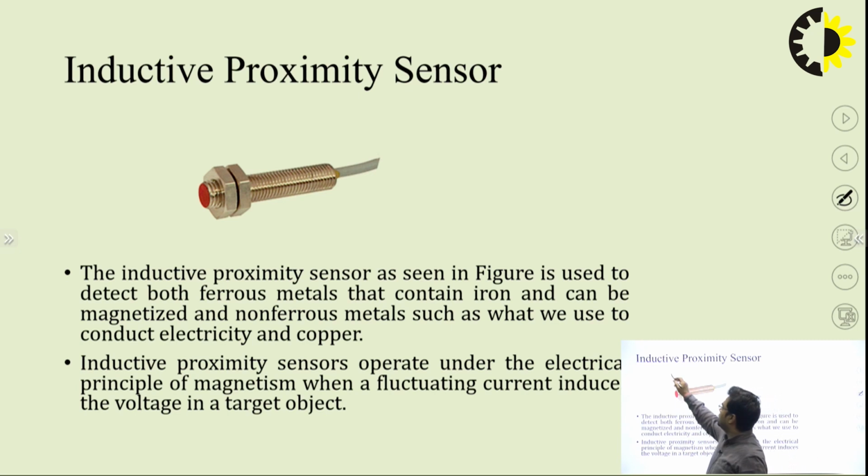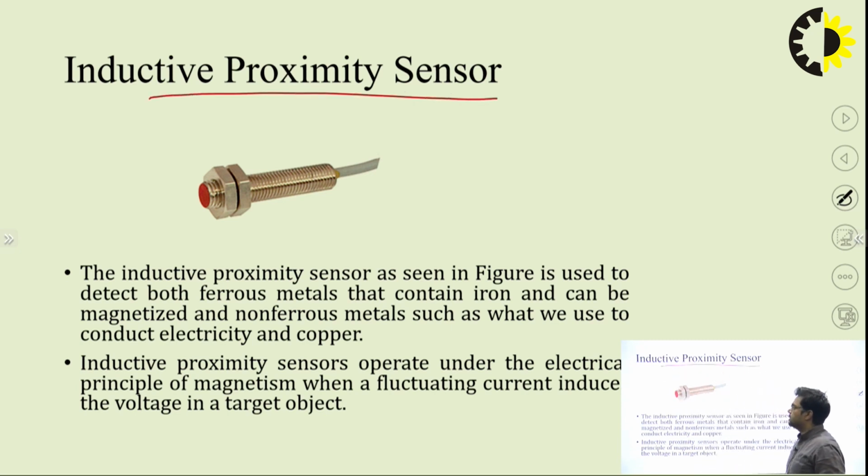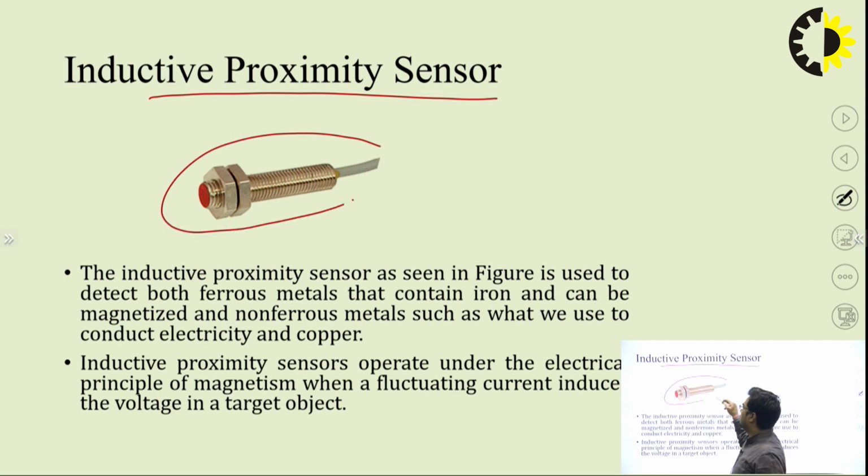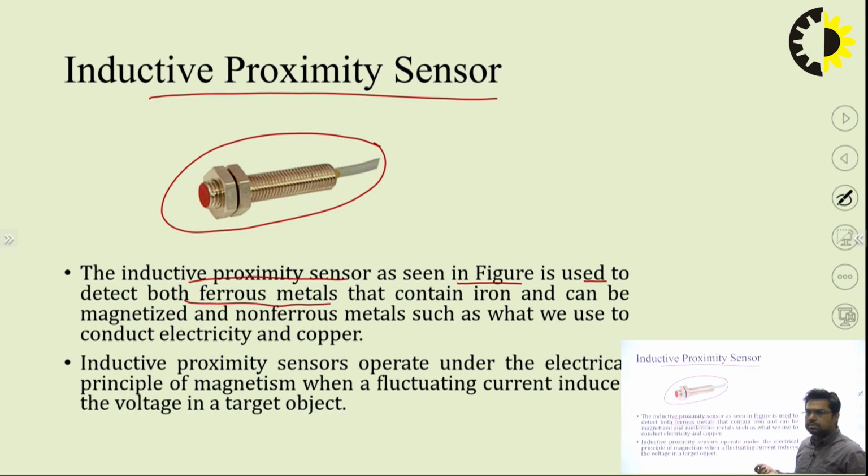Now, coming to the inductive proximity sensors, you can see this is one of the figures of an inductive proximity sensor. This is similar to a capacitive proximity sensor; the capacitive proximity sensor looks the same. The inductive proximity sensor shown in this figure is used to detect both ferrous metal, meaning metal that contains iron and can be magnetized, and non-ferrous material such as copper, which we use to conduct electricity.